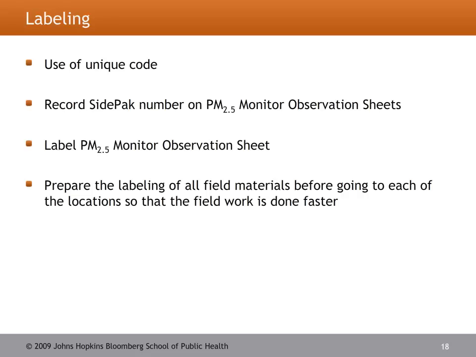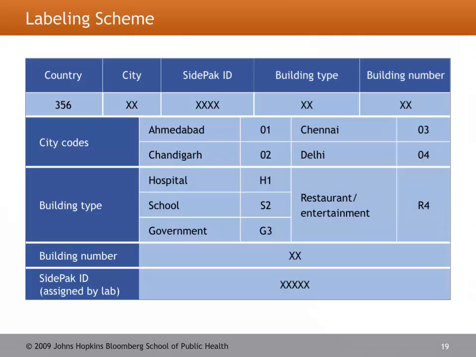It's helpful to prepare all of the labels of the field materials before going out into the field. This just makes field work faster and more efficient and minimizes errors. We have an entire labeling presentation on this website for more information. Here we've provided an example labeling scheme that we suggest using when out in the field. But again, this is just a recommendation, and you may come up with your own labeling scheme, or you might have a different labeling scheme that you want to follow altogether.